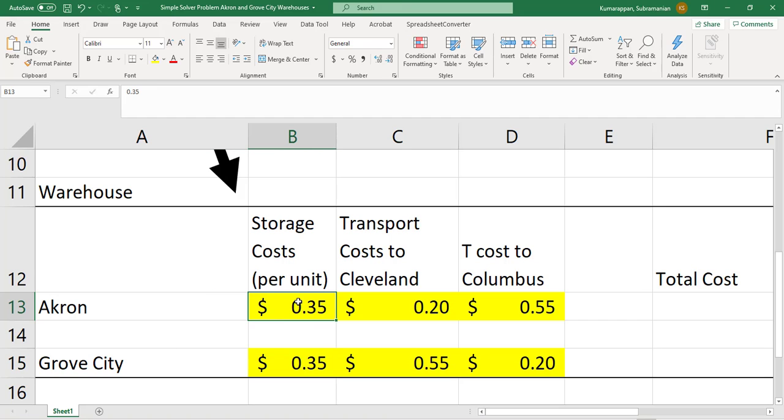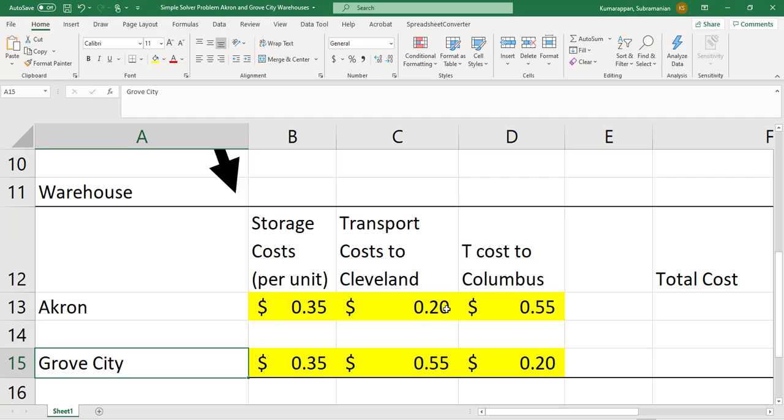Whereas in Akron, it is also the same storage cost of 35 cents. You can very well change it to 40 cents, 45 cents. Okay, we will do that later. Now, in terms of transport cost, obviously Akron is close to Cleveland, so we are putting about 20 cents per mile. So this is dollars per mile. Whereas if you take it from Akron all the way to Columbus, then it may cost you, say, 55 cents a mile.